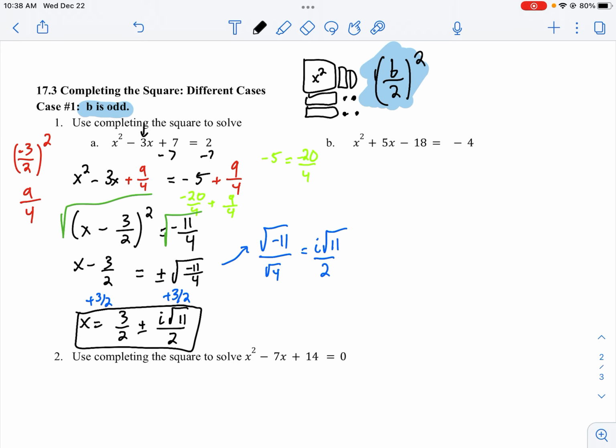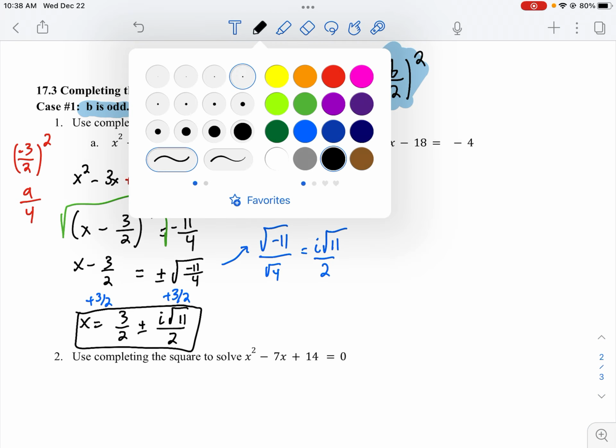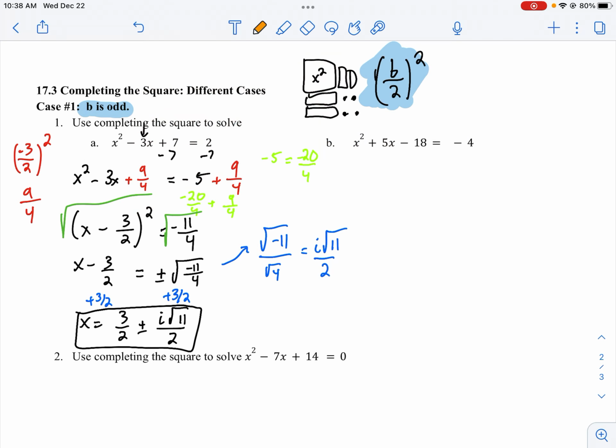All right, I will go through B as well. If you feel like, hey, Mr. Warners, I got this, you can go ahead and do B on your own and then go on to number 2. But let's look at B here. First things first, let's move the 18. So we get x squared plus 5x equals 14.